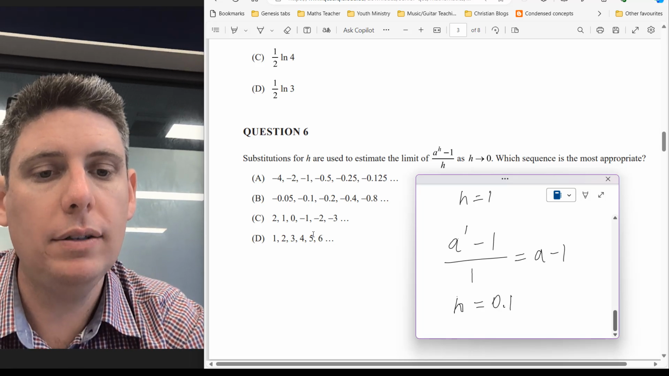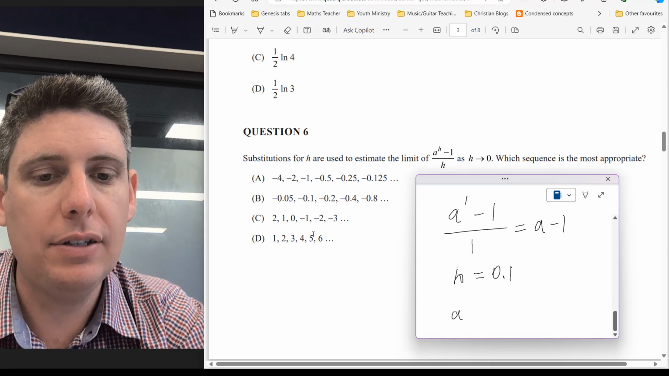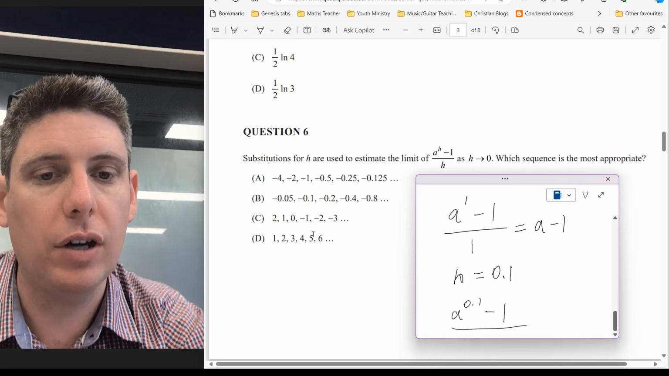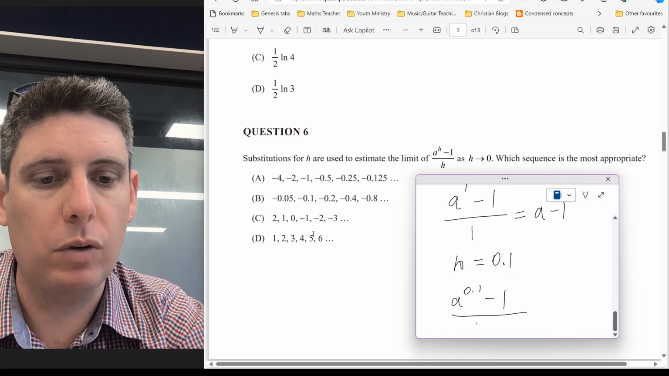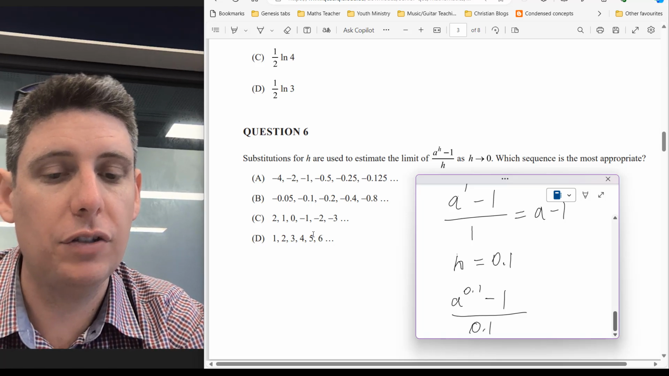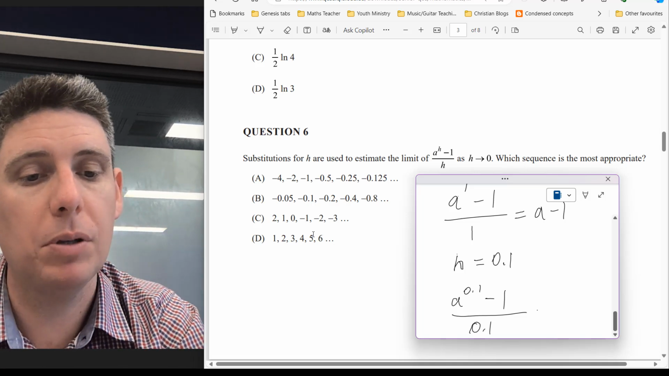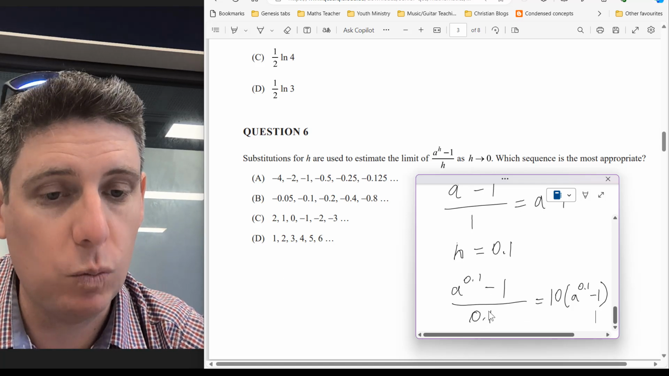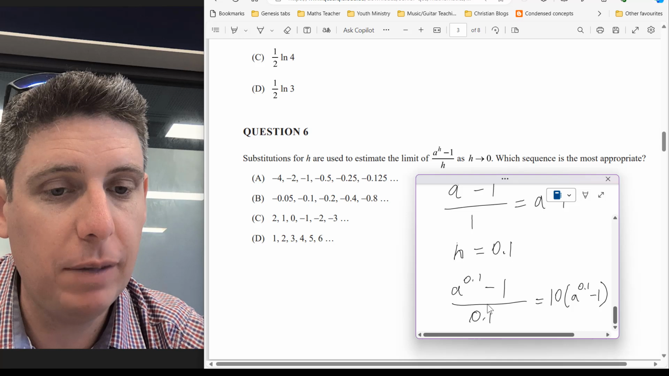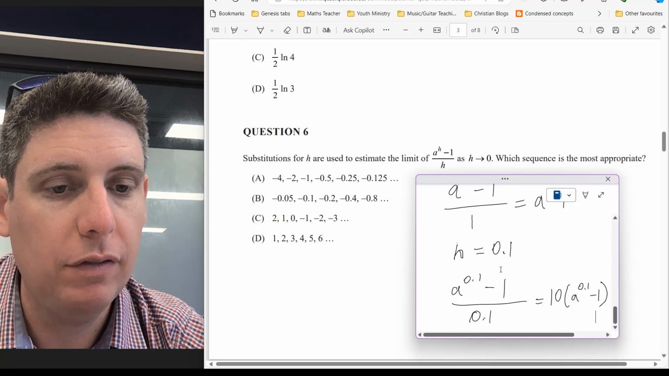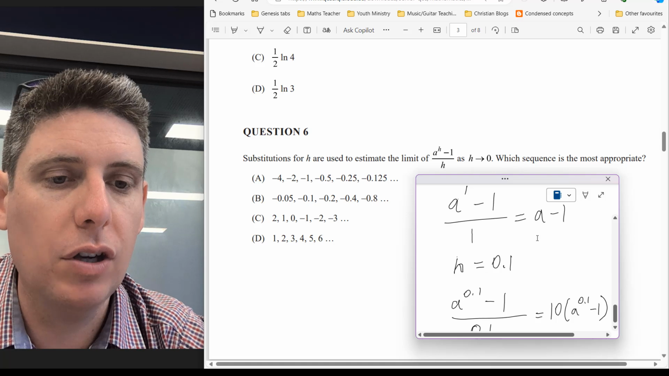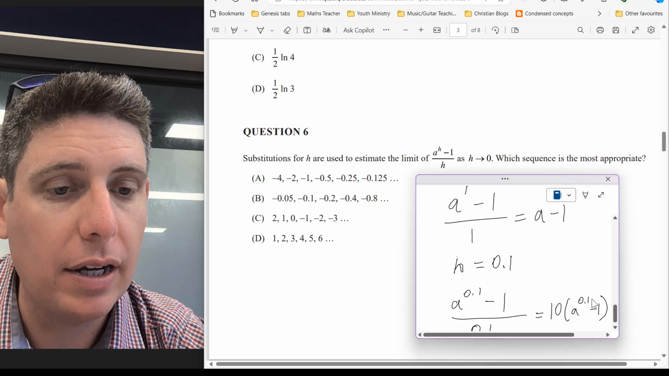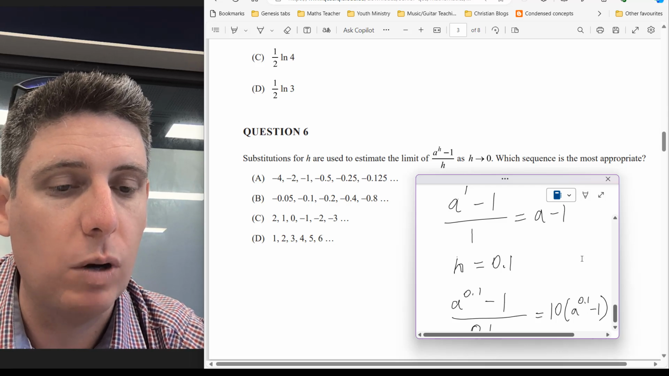equals 0.1. So a to the power of 0.1 minus 1 over 0.1. So dividing by 0.1 is the same as multiplying by 10, because 0.1 is 1 over 10. Keep change flip, so the fraction on the bottom flips to 10 up the top. So it's gone from a minus 1 to 10 times a to the power of 0.1 minus 1.